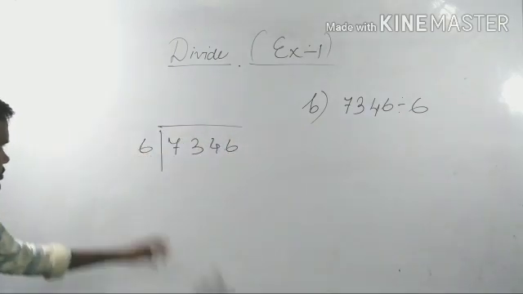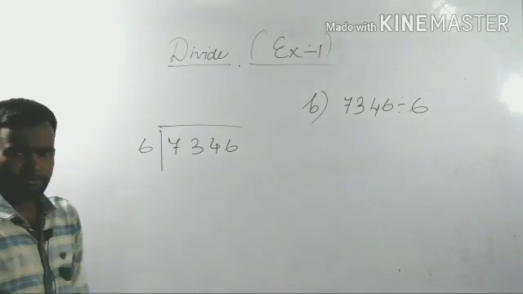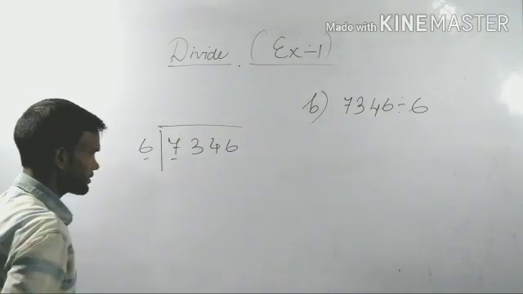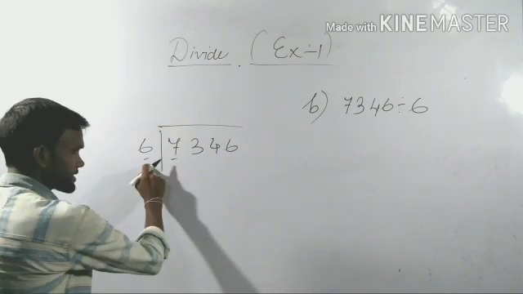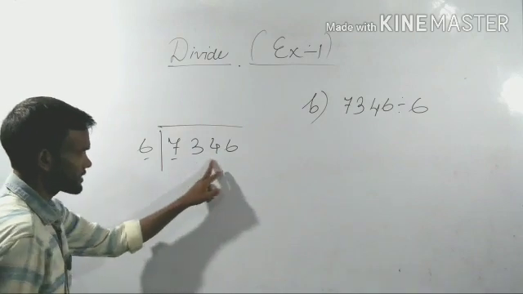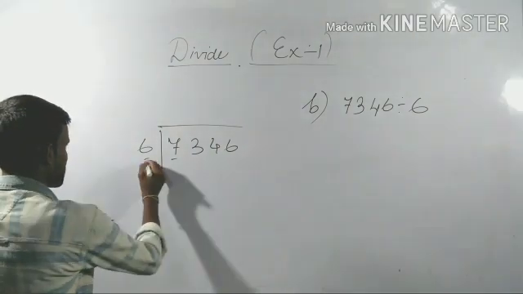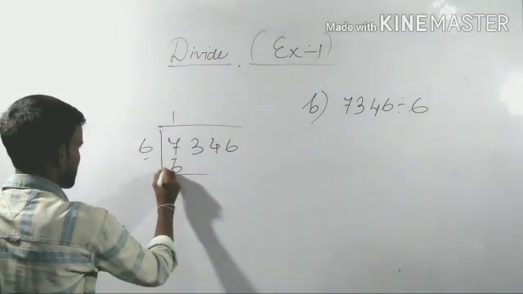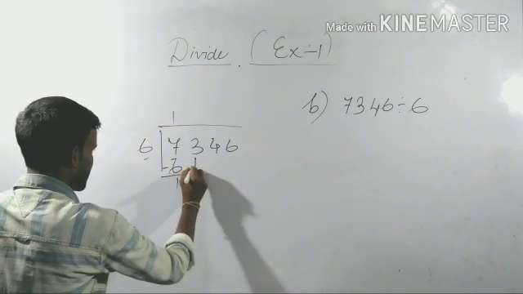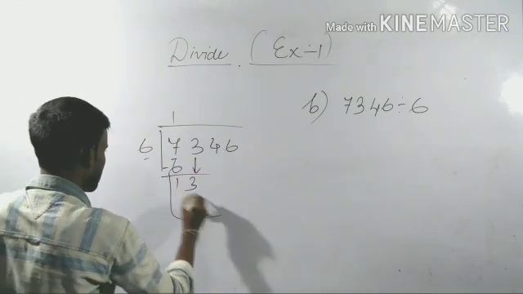So now, like A, here is 6 and here is 7. 7 is greater than 6, so you can take only one digit. No need for another digit. So 6 1s are 6. If you subtract 6 from 7, then it will be 1. Then bring down 3, that will be 13.